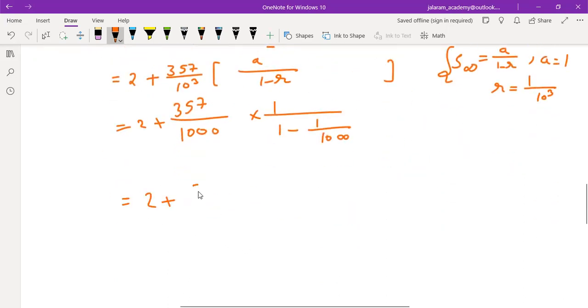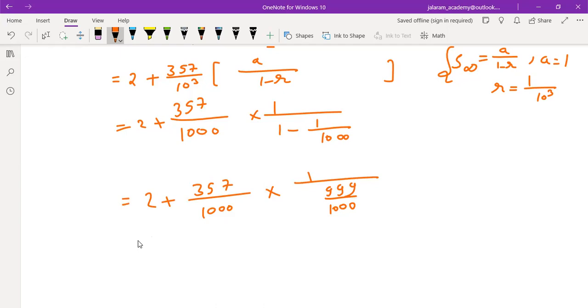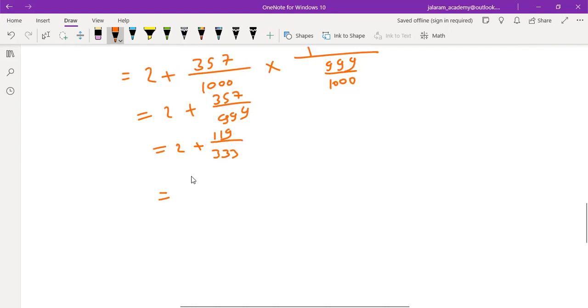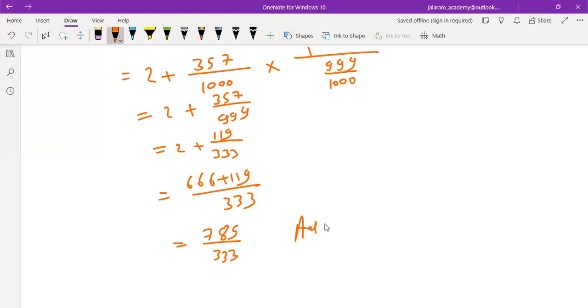So it is 2 plus 357 upon 1000 into 1 upon 999 upon 1000. These two 1000 will be cancelled out. 2 plus 357 upon 999. We can simplify, they are divisible by 3. 119 upon 333. So the final answer is 2 plus 119 upon 333, that is 666 plus 119 upon 333. So the answer is 785 upon 333. Is that clear to you?